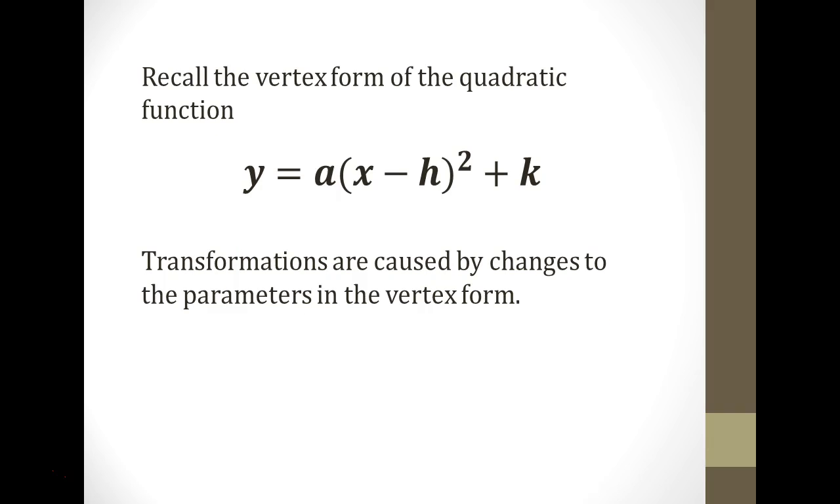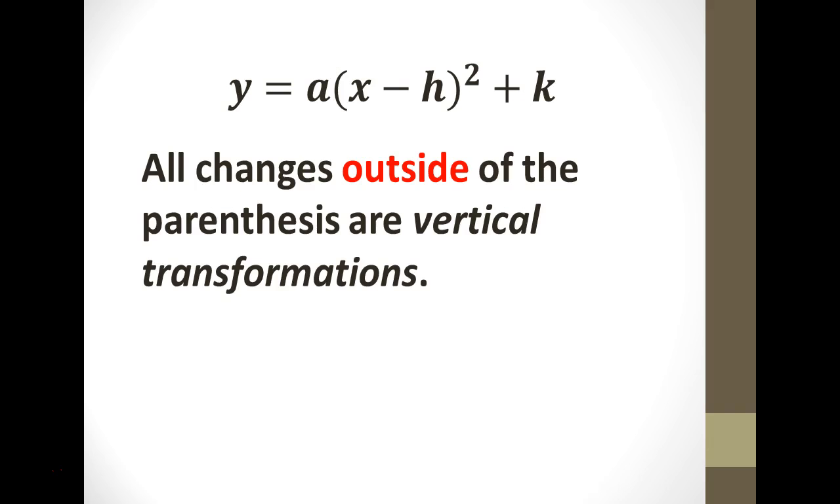I want you to remember the vertex form of a quadratic function. It is y is equal to a times (x minus h) squared plus k, where h and k are the vertex. Transformations are caused by changes to the parameters a, h, and k. Any change that happens outside of the parentheses are vertical transformations. Let's look at the vertical transformations we need to learn.